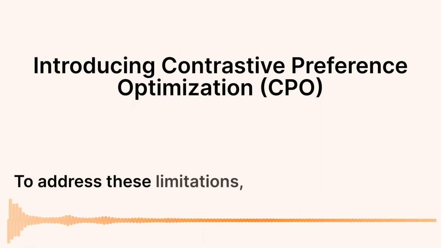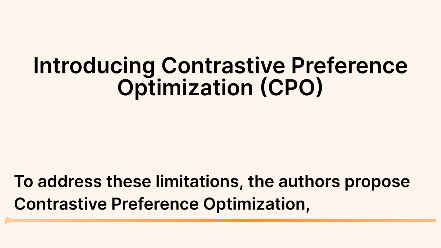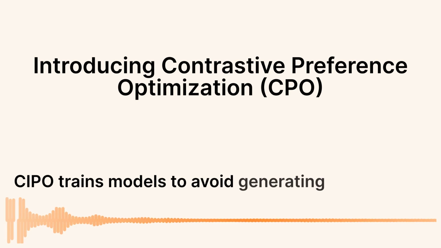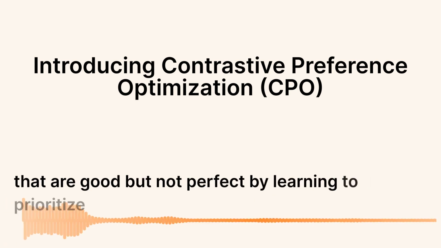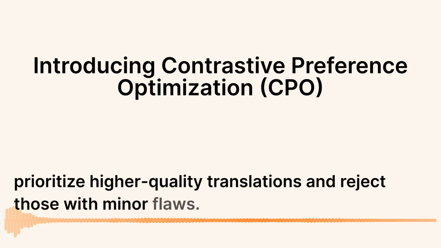To address these limitations, the authors propose contrastive preference optimization, CPO. CPO trains models to avoid generating translations that are good but not perfect, by learning to prioritize higher quality translations and reject those with minor flaws.